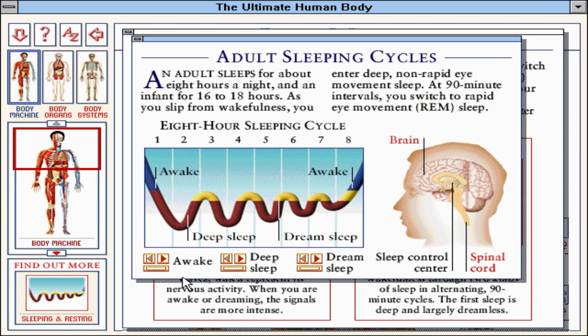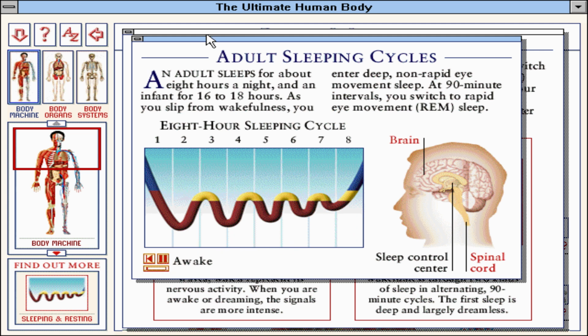Adult sleeping cycles. There are 3 main stages in a sleeping cycle, starting with wakefulness. Alternating periods of deep sleep and dream sleep follow, until an average adult wakes up after sleeping for around 8 hours.